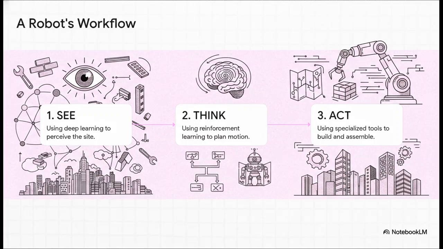See, think, act. First, it sees. It uses deep learning to perceive and make sense of its environment, recognizing tools, materials, other robots. Then it thinks. It uses something called reinforcement learning to plan its next move, figuring out the safest, most efficient path. And finally, it acts, using its special tools to actually build or assemble something.